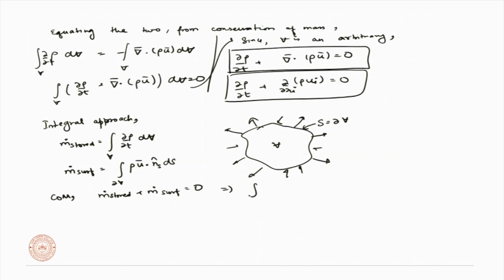This will give you the integral over volume V of ∂ρ/∂t dV plus the integral over the surface ∂V of ρ u vector dot n cap dS, and this is equal to 0. Now, we can change this surface integral to a volume integral using the Gauss divergence theorem.